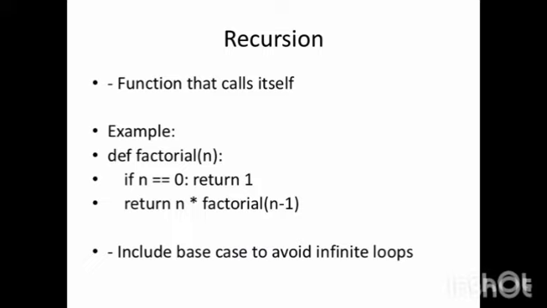until it reaches 1. The key is to always include a base case. This stops the recursion. Without it, the function would keep calling itself forever, leading to a crash. Recursion is elegant and powerful, especially for problems like tree traversal, file systems, and mathematical puzzles.